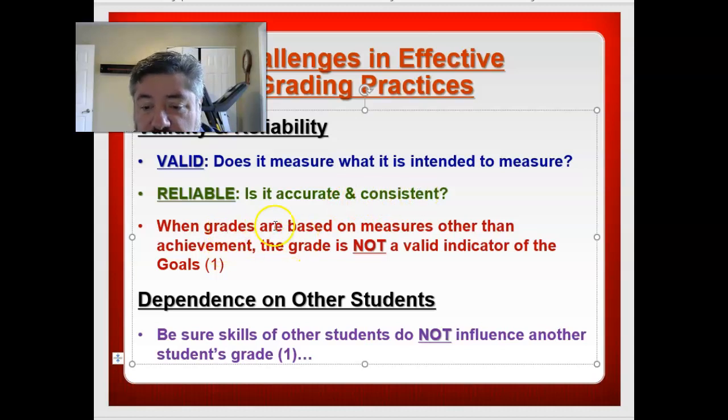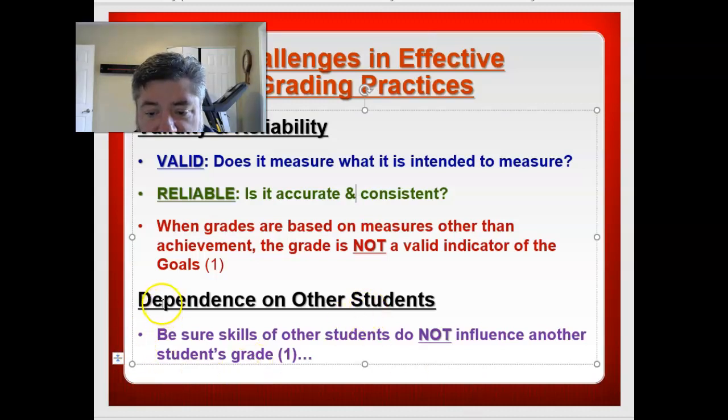So when grades are based on measures other than achievement, the grade isn't usually a valid indicator of the goals. This is important to remember when setting grading policies. Managerial things, some formatting things, some different stuff like that, it should really count less than 20%. It should be a portion of the grade, and then the bigger portion of the grade comes from, do they understand it? Can they actually do it? It shouldn't be, did they dress out? Did they show up on time? Unless you have some critical deadlines.